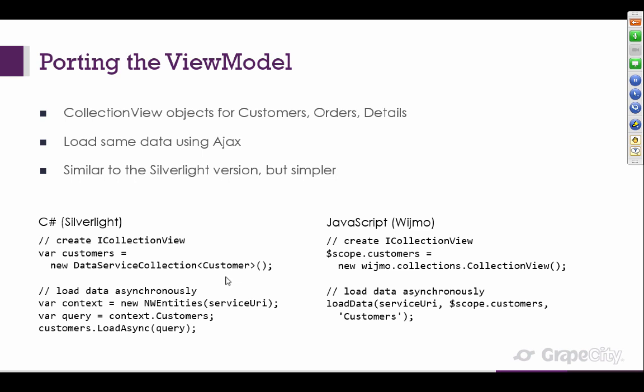And if we look at the JavaScript version of that, we are creating a Wijmo collection view, nearly the same syntax. We're putting it into the scope of the AngularJS application, and then we have a load data function that is going to make an AJAX request and take the return data and populate our collection view with it. Now, a side note here, the collection view is something that you don't have natively in JavaScript, and we did miss that. So we wanted the collection view. That's why we wrote it for JavaScript.